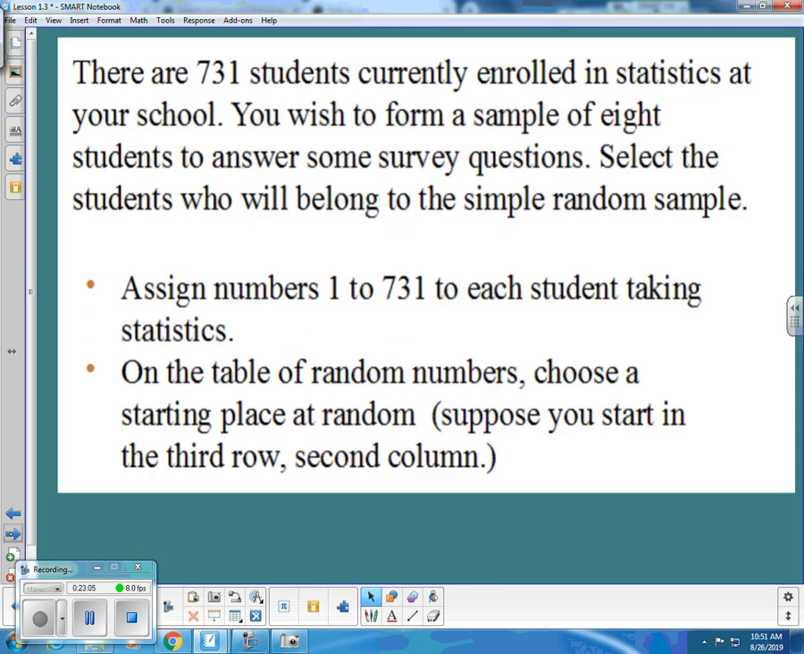All right. There are 731 students currently enrolled in statistics at your school. Not true. If you wish to form a sample of 8 students to answer some survey questions, select the students who will belong in the sample, a simple random sample. So you're assigning the kids 1 through 731. On the table of random numbers, choose a starting place. Suppose you start in the third row, second column, and we'll do this.